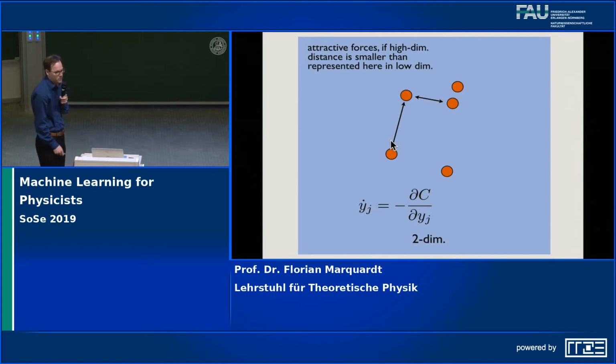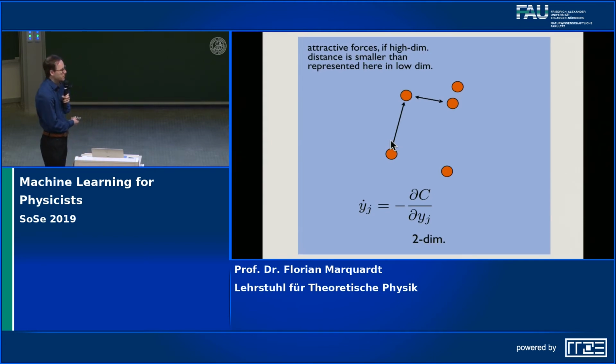And you will really see that sometimes these particles have attractive forces, namely whenever the high dimensional distance is very small, but here in the projected low dimensional space they are still far apart. Then they obviously must attract each other in order to compensate for this, in order to also make their distance small in the low dimensional space. And this will be exactly what happens.